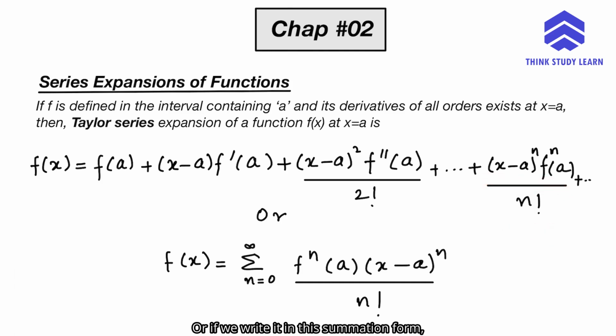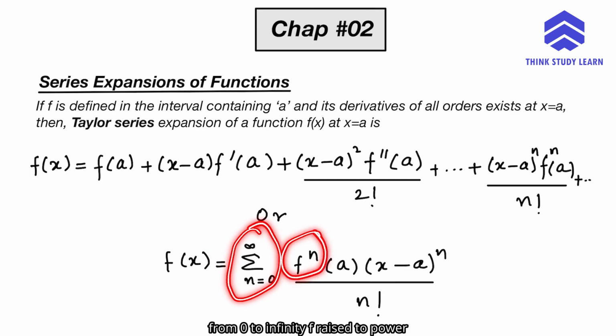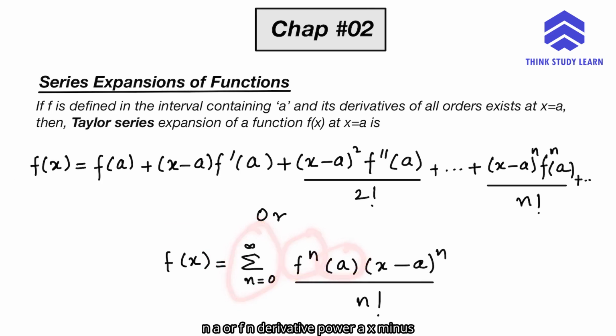Or if we write it in this summation form, we have f of x is equal to summation from 0 to infinity f raised to power n a, or f nth derivative at a, x minus a raised to power n over n factorial. Now this is a generic formula of the Taylor series expansion of a function f of x, and that is only if the interval containing a and its derivatives exist at a.